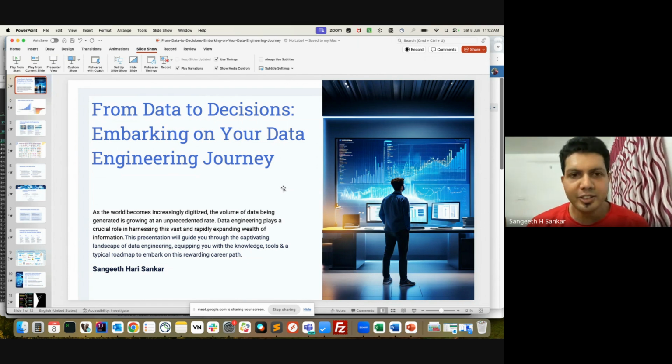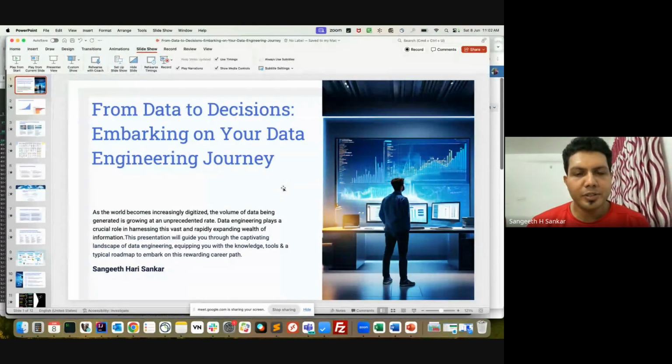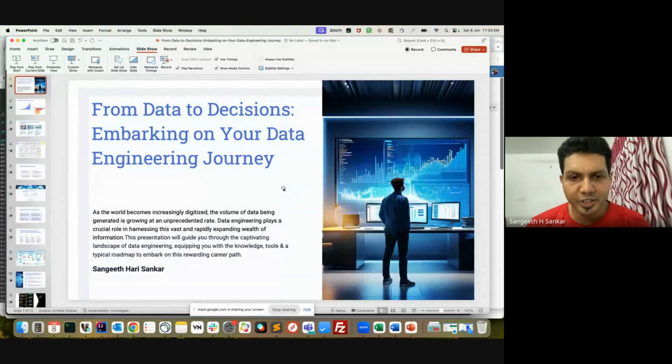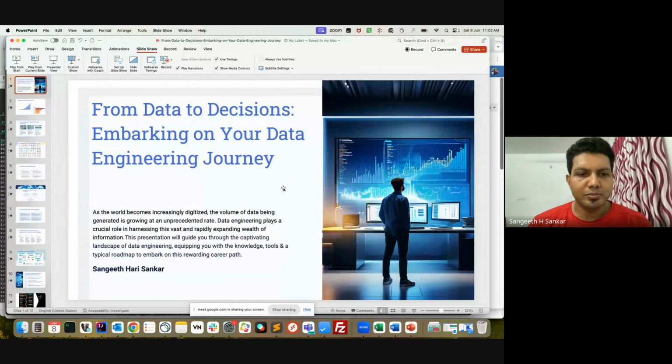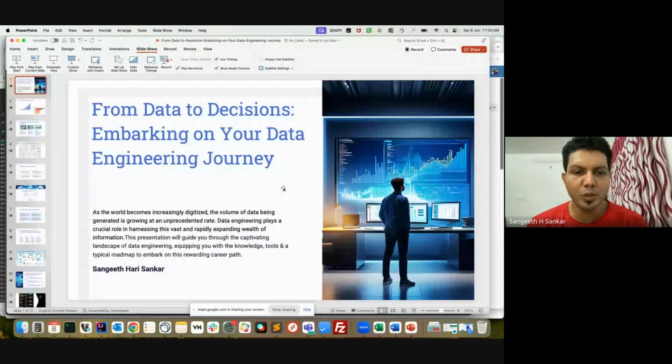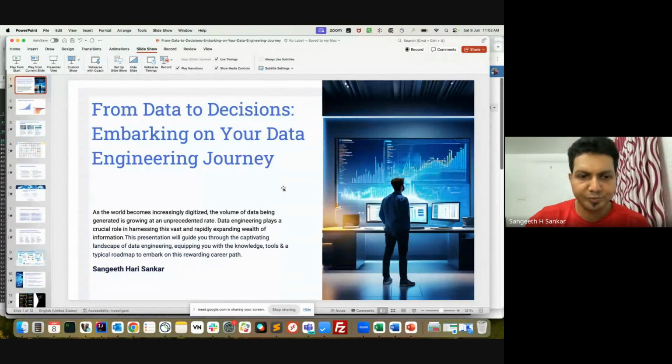I'm Sangeeth Harishankar. I work as a senior manager with Walmart Global Tech and I am also a replaced mentor. So today I would be talking about the data engineering journey, basically the different tools and technologies in this stack, the landscape. I'll also give a brief about the roadmap. If you are someone who really wants to excel in this data engineering space, this course is for you.